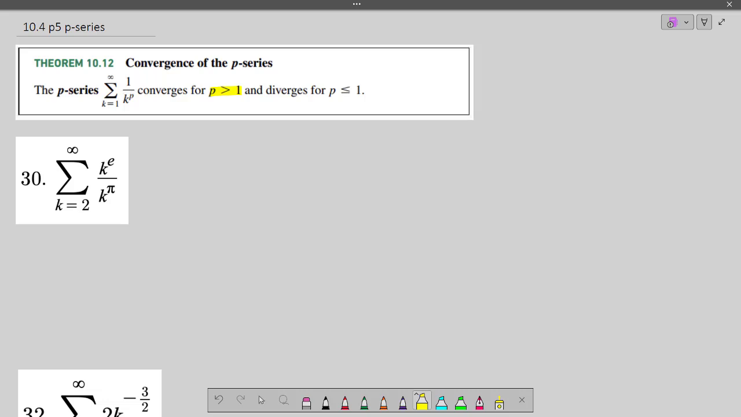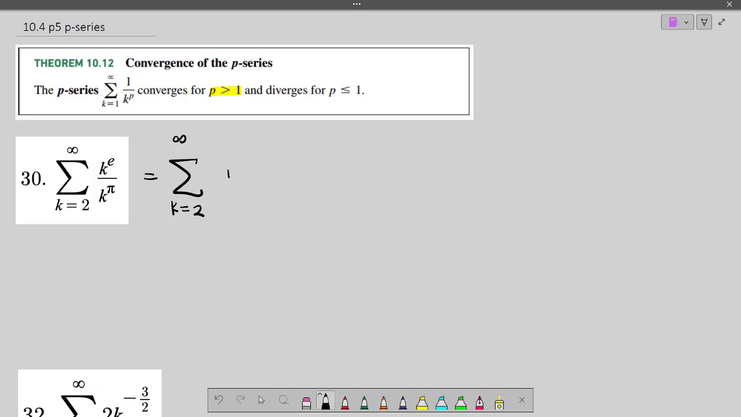Okay, so let's first see if we can put it in the form of a p-series. So that's the form we're targeting. So we have our summation, k is going from 2 to infinity. And we want this to be in the form of a p-series.